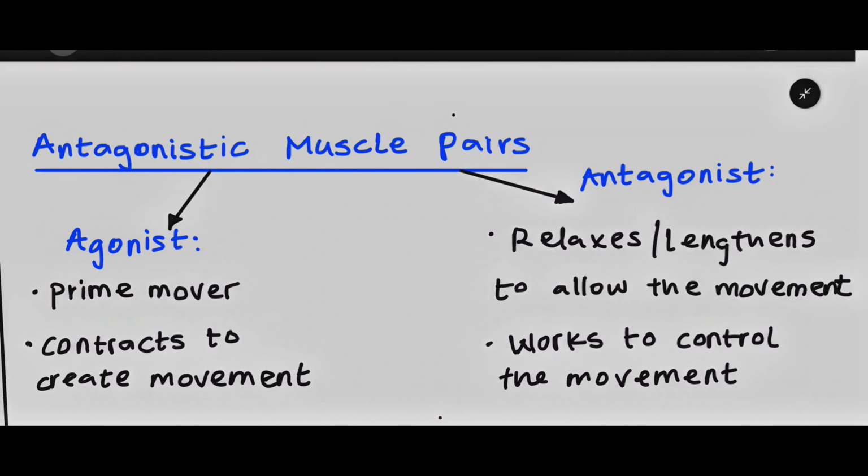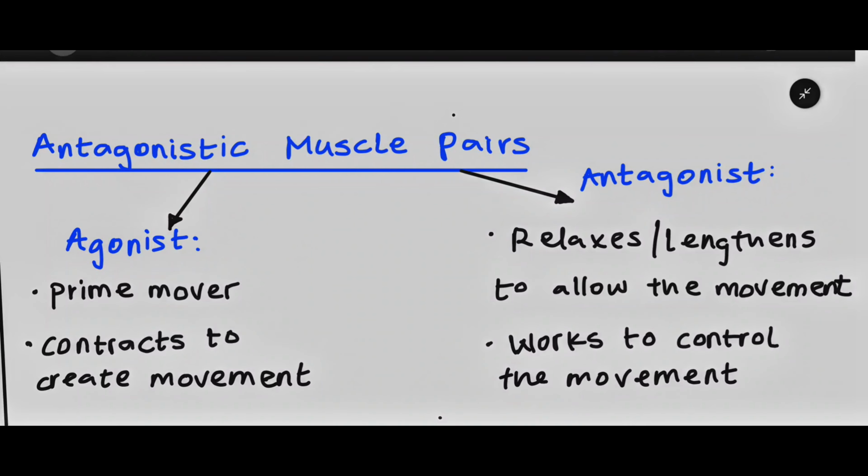Okay, now let's talk about antagonistic muscle pairs. Muscles work in pairs because you need different muscles to have different roles to be able to enable movement. So these are the two roles you need to know. We have the agonist and the antagonist. The agonist muscle is the prime mover. So this is the main muscle that is contracting to create the movement. And we have the antagonist muscle, which relaxes or lengthens to allow the movement to happen. So the antagonist can also work to control the movement.